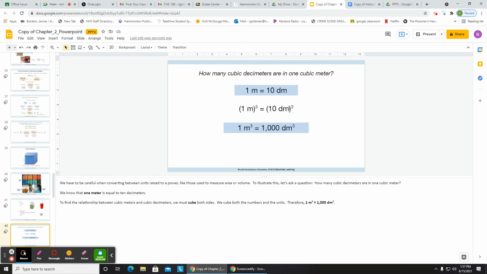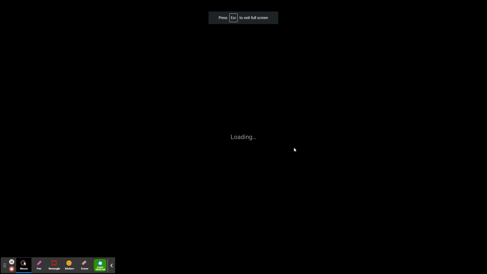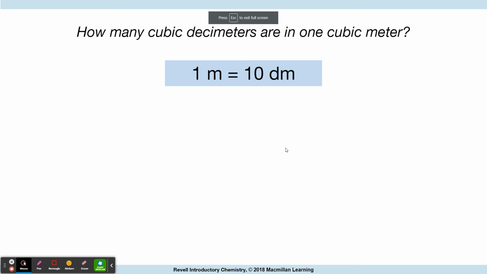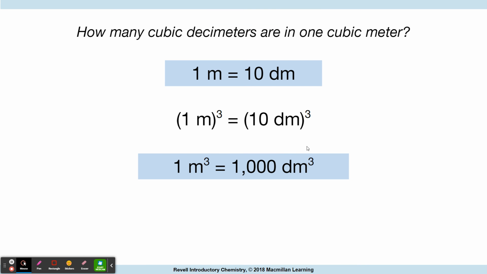So if I was to cube this, I would put it in parentheses with the exponent outside. So I know 1 meter cubed equals 10 decimeters cubed. You cube both. 10 times 10 times 10 is 1,000. Decimeter cubed is 3. 1 times 1 times 1 is 1. Meters 3. So when you have a conversion like this, when they're asking you to cube something or square something, you gotta do it to both.